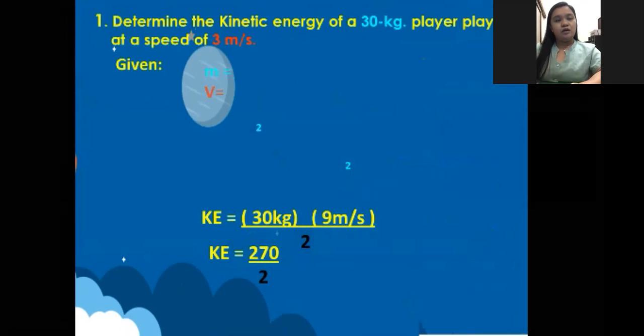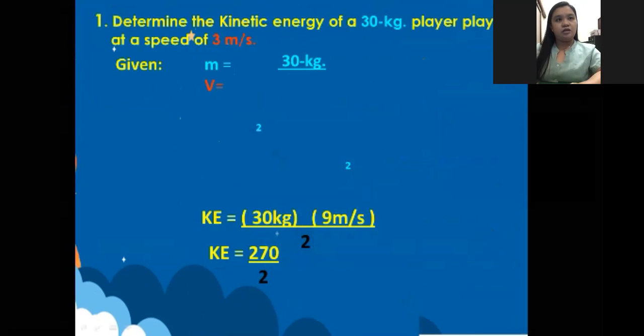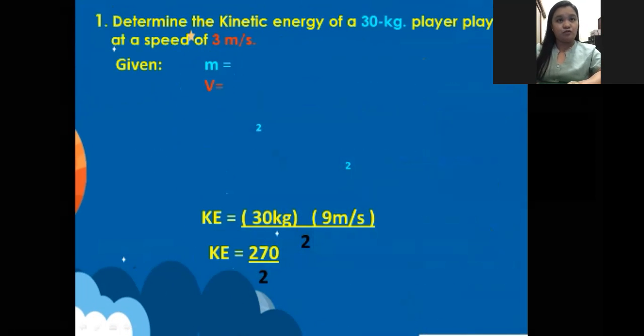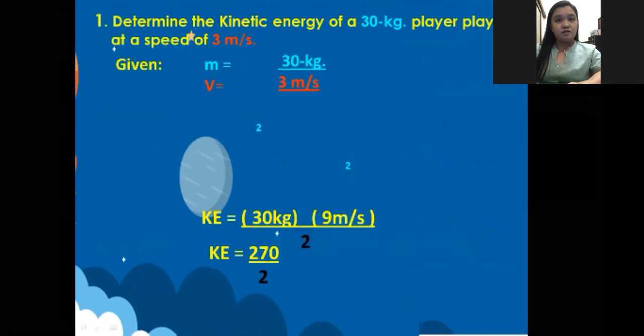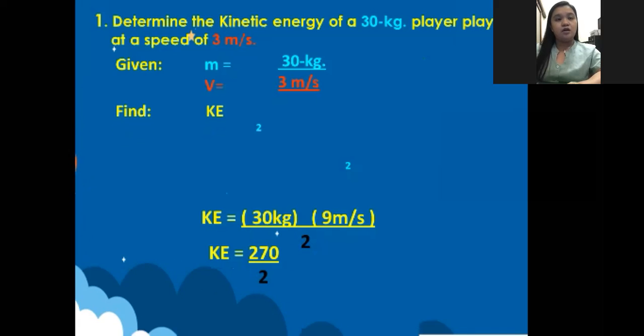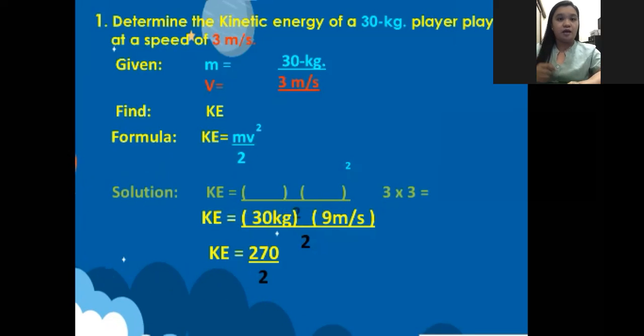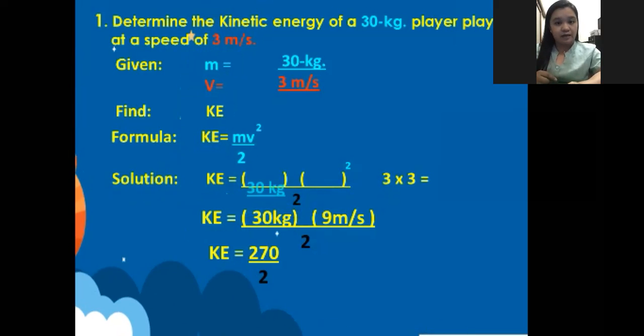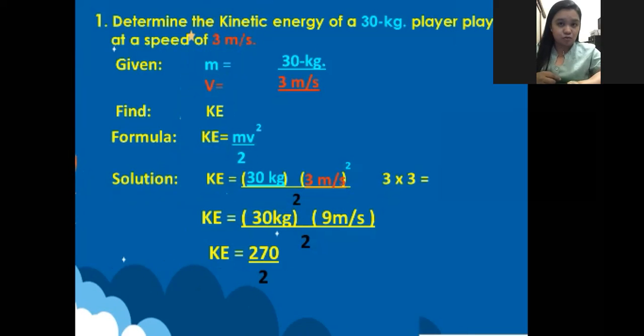Another problem here: determine the kinetic energy of a 30 kilogram player playing at the speed of 3 meters per second. So the givens are m is 30 kilograms, v is 3 meters per second. Let's find the kinetic energy using the formula. Just fill in the blanks. So 30 kilograms times 3 meters per second squared.